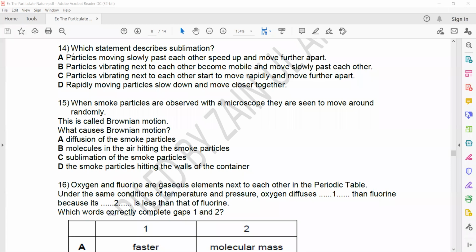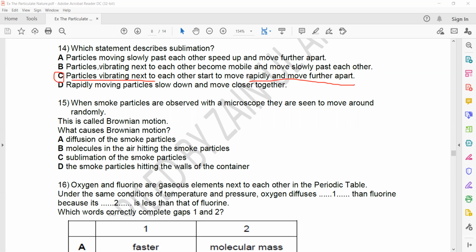So when we compare sublimation, the particles move slowly past each other, speed up and move further apart. Basically what is happening in sublimation, a solid is converting into gas, or a gas turned into solid. So normally in a solid, particles are tightly packed together. Initially the particles are vibrating next to each other and they start to move rapidly and move further apart. So C is the right answer.